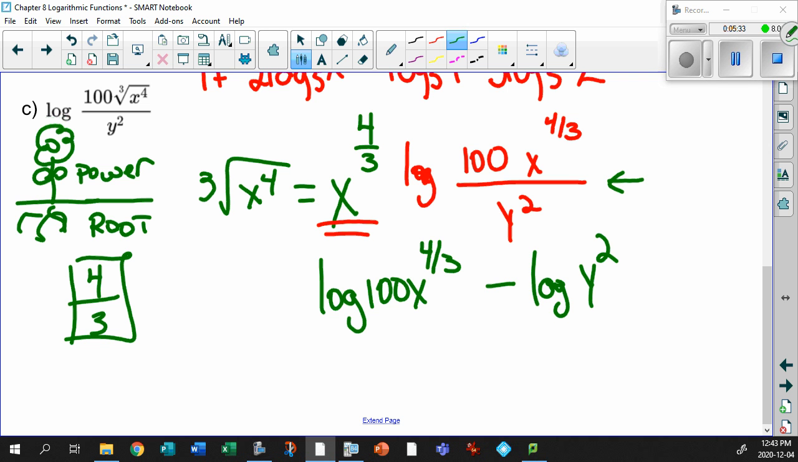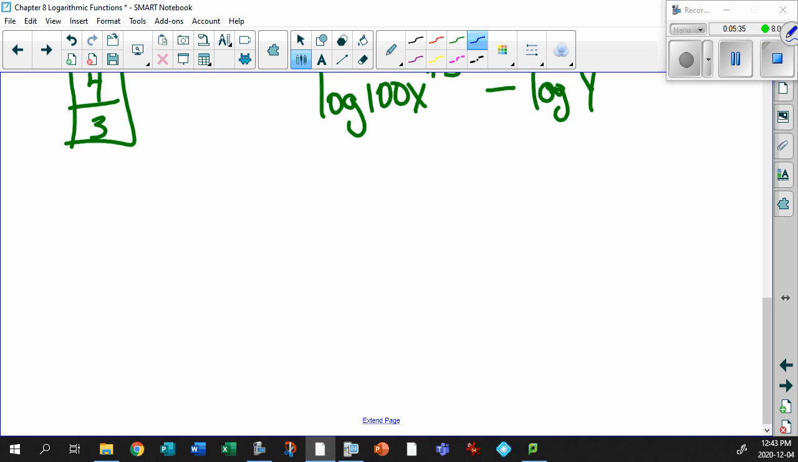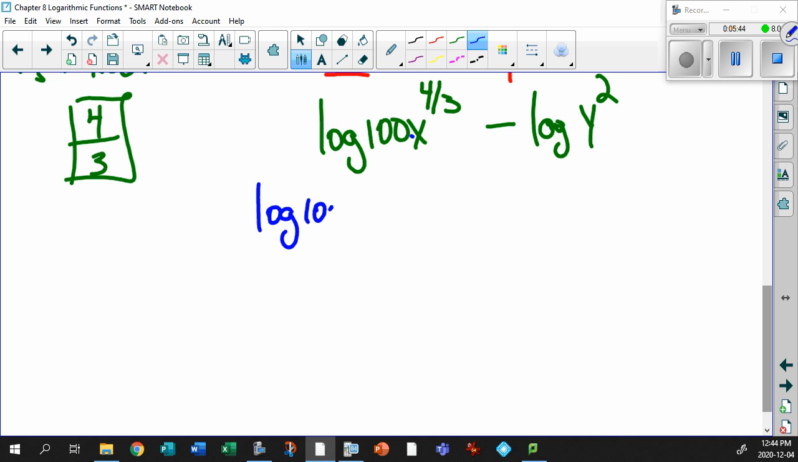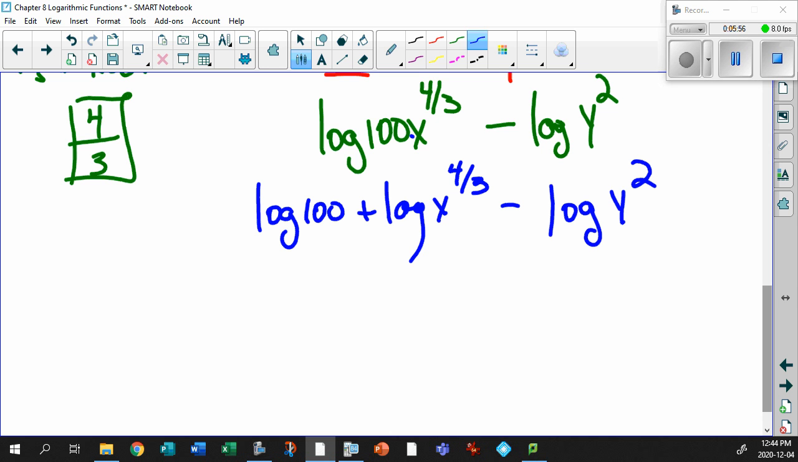Now we can start playing around again. Look at this. We can do a lot more with this as we go. So here we go. Watch this. Very, very cool. That's multiplied. So this is log base 10 of 100. That'll be interesting. Plus log base 10 of x to the 4/3 minus log base 10 of y squared. Okay, so now let's start working with the powers.